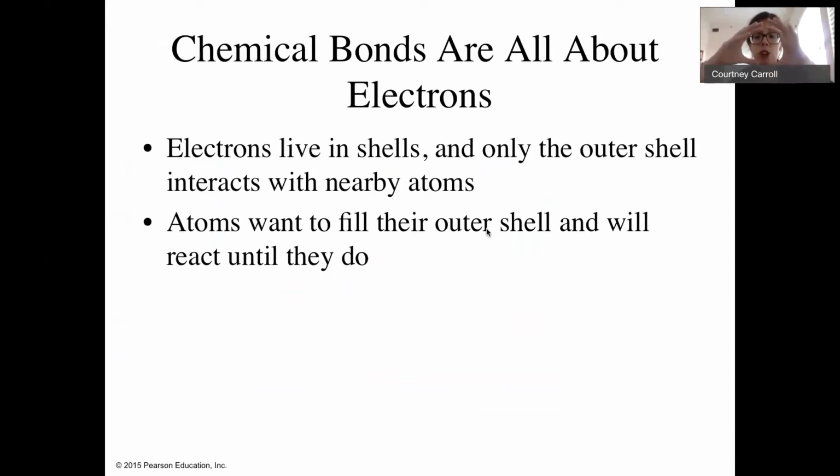Electrons live in those shells that we talked about, and only the outer shell is going to interact with a nearby atom. So when two atoms get near each other, it's their outer electron shells that are going to meet and interact first. And atoms are striving to fill their outer shell. For most atoms, the outer shell can fit 8 electrons, not the small atoms, obviously, but the larger atoms can fill up to 8 electrons. And their goal is to fill that outer shell to be happy. They're going to react with other atoms until they feel fulfilled, until they have a complete and full outer shell.